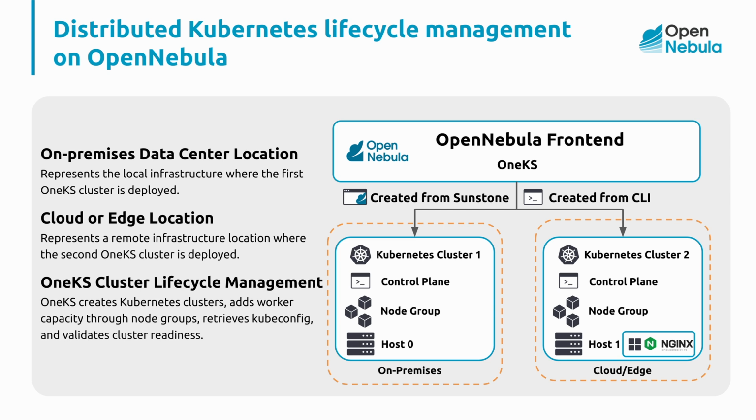The demo follows two operational workflows. First, we create a Kubernetes cluster from Sunstone, OpenNebula's graphical UI. Second, we create another Kubernetes cluster through the OneKS command line interface. After both clusters are created, we retrieve the kubeconfig, check cluster readiness, and deploy an NGINX workload on the cloud cluster. That NGINX deployment is the validation step. It proves that the cluster is not only created, but actually able to schedule and serve an application.